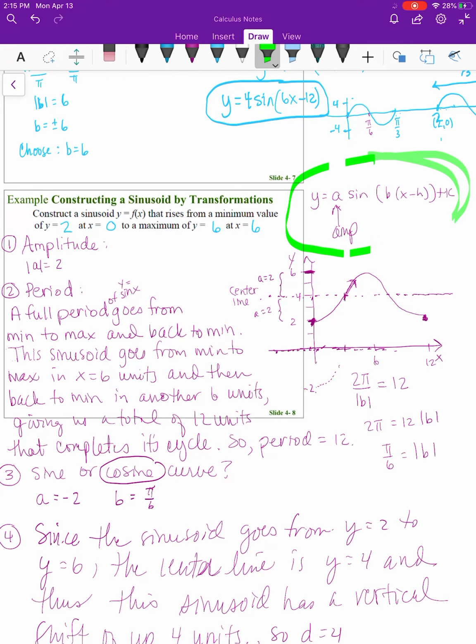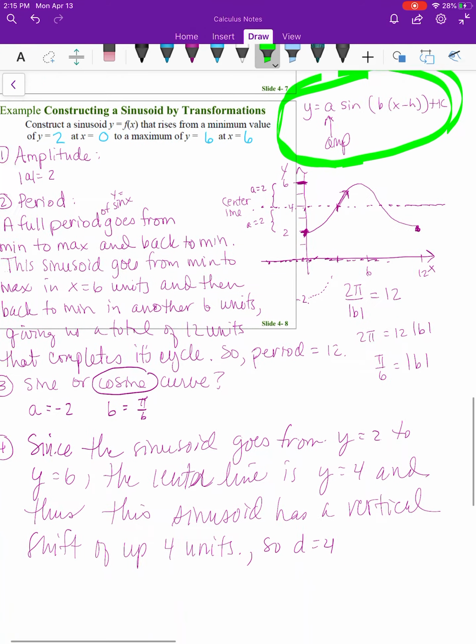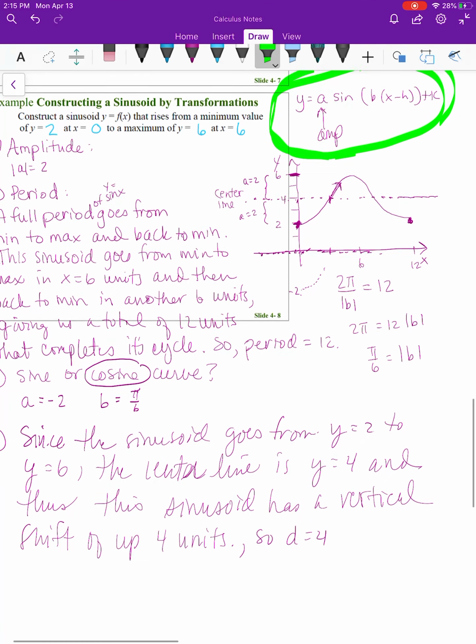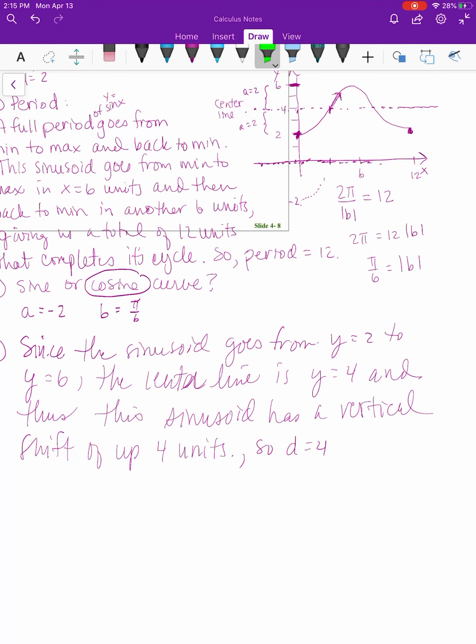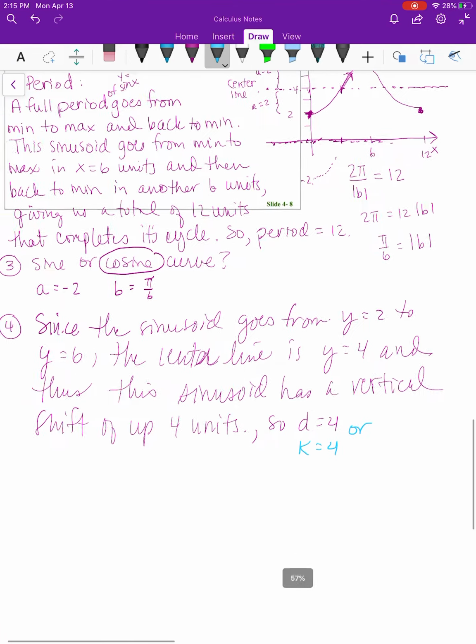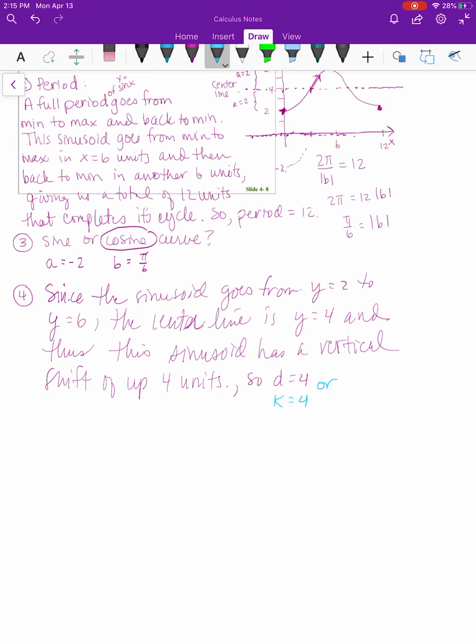So D equals 4. And again, I'm talking about remembering this right here. When I say D equals 4, I'm remembering that. And I guess K would be 4, actually, for that version of it, okay?